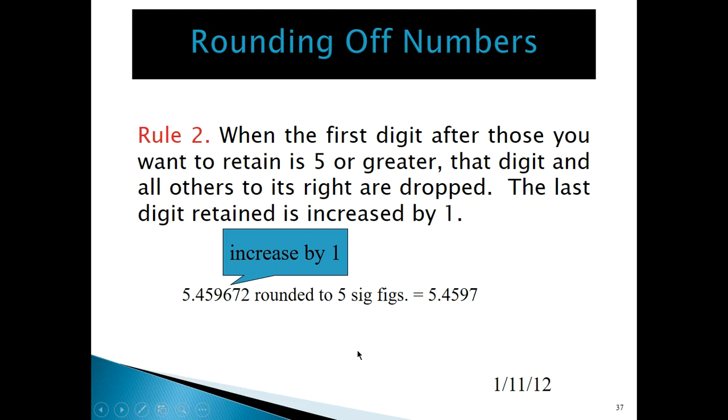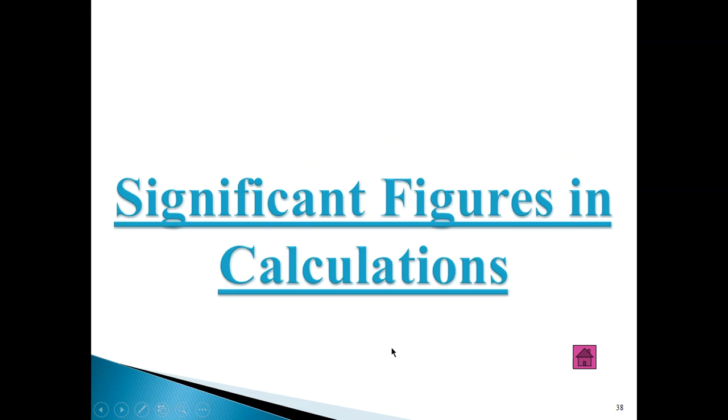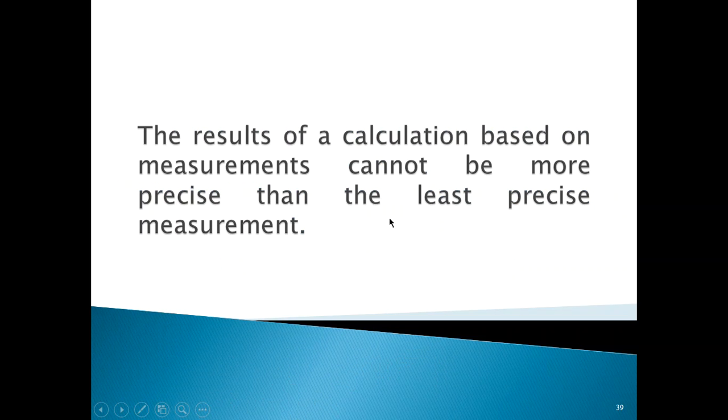Now we're going to see later on how we determine to what extent we round off, and that is what the next topic is all about: significant figures in calculations. How do we deal with that when we're doing calculations? So the first thing we need to understand is that whenever you do any calculation, the results of the calculation can be no more precise than the least precise measured value involved in the calculation. That's the overriding rule for determining the extent to which you round off your final answer.